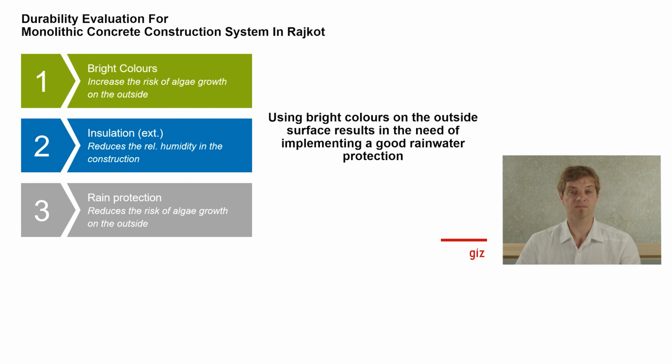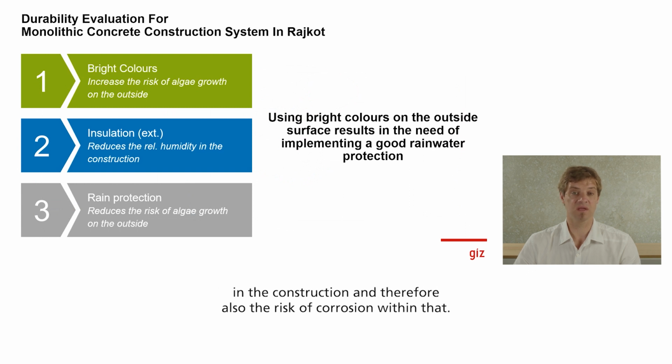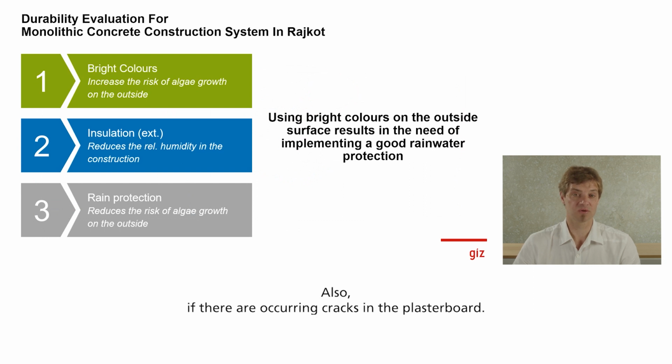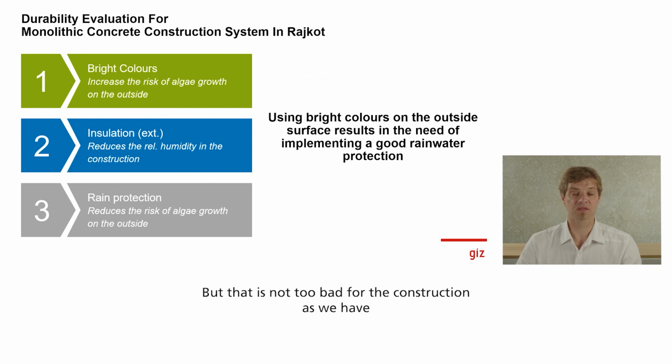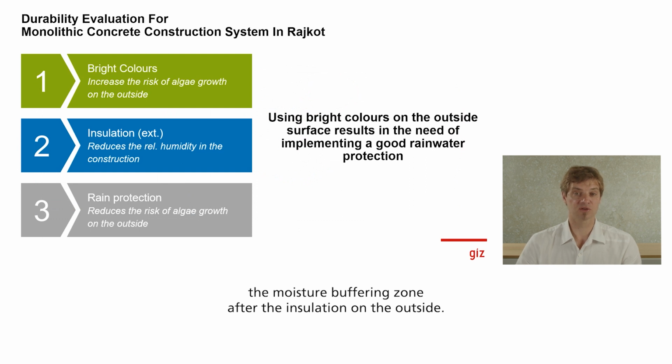Summing that up means, on the one hand side, bright colors increase the risk of algae growth on the outside, which can be a problem, but must not be a problem. We have seen that insulation, exterior insulation, reduces the relative humidity in the construction, and therefore also the risk of corrosion within that. Also, if there are cracks occurring in the plasterboard, these cracks bring in some moisture, but it is not too bad for the construction, as we have the moisture buffering zone of the insulation on the outside.